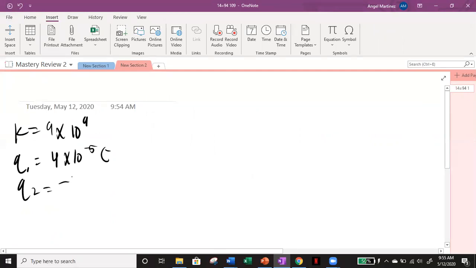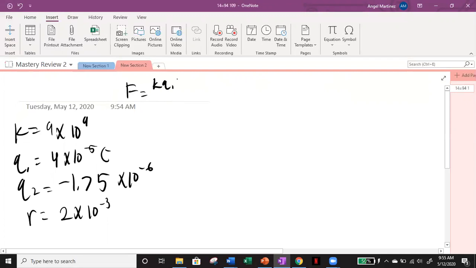Q2 was negative 1.75 times 10 to the negative 6. And R this time has an exponent, 2 times 10 to the negative 3. So now we can write our equation. Remember, K, Q1, Q2, over R squared.